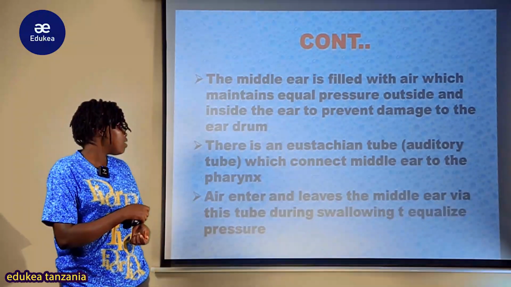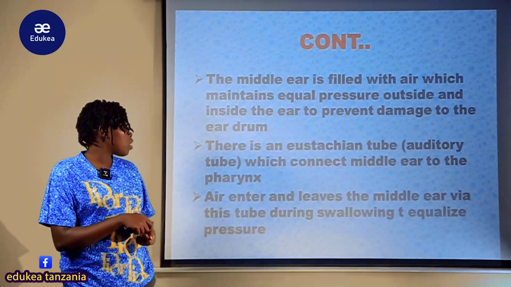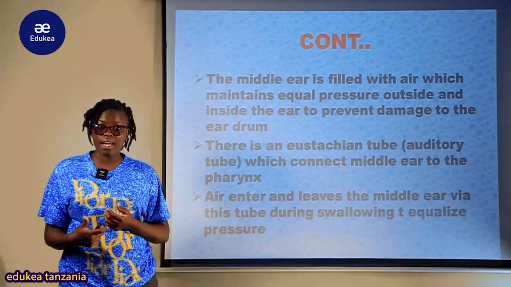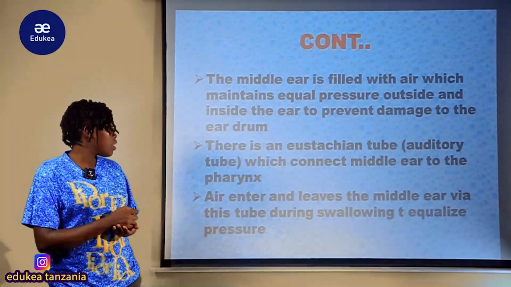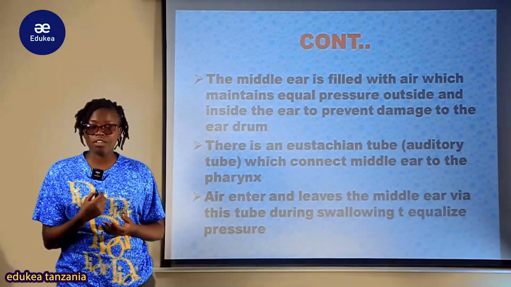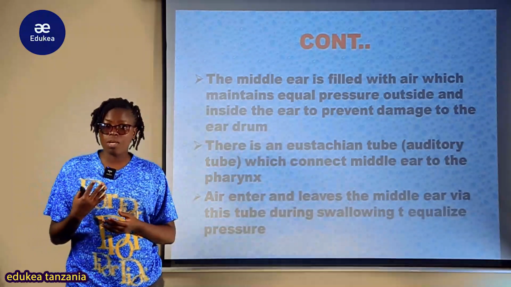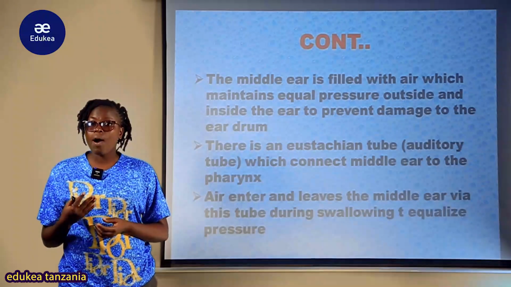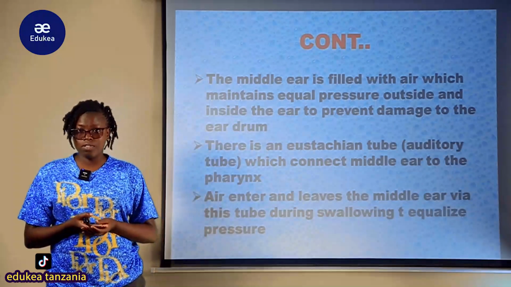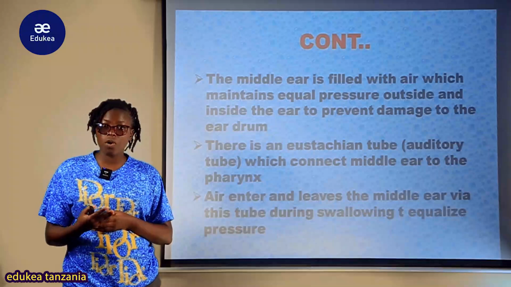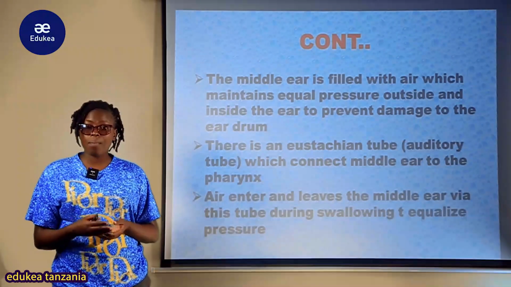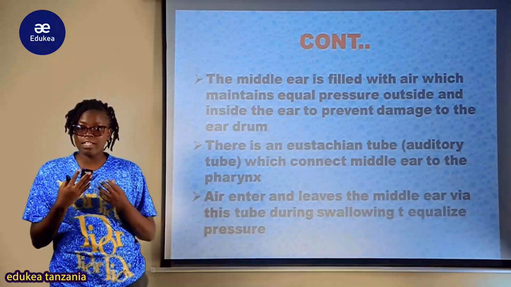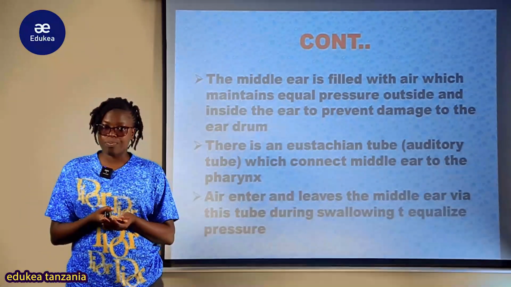Na vile vile there is an eustachian tube ambayo ni auditory tube which connects the middle ear to the pharynx. Kuna this eustachian tube ambayo kazi yake ni connection ya middle ear pamoja na pharynx. Na ndio maana unaweza kujiuliza kwa nini mtu mwenye mafua hawezi kusikia harufu ya chakula wala ladha ya chakula. This is one of the reasons. Katika sikio kuna this eustachian tube ambayo imeunganika na pharynx. Kwa unaona kwamba sikio pamoja na pua zinakuwepo na zina relationship.